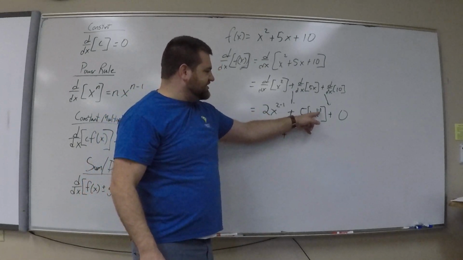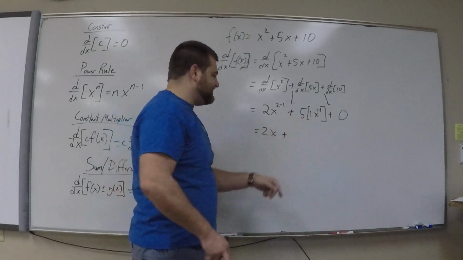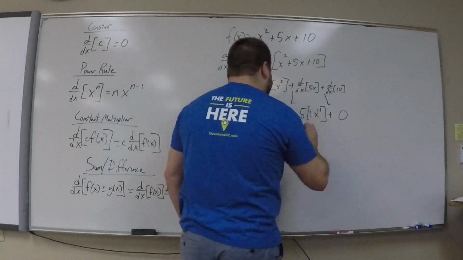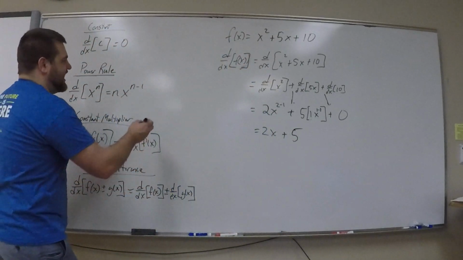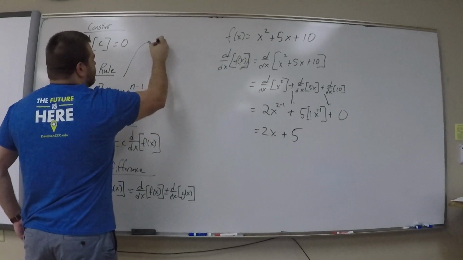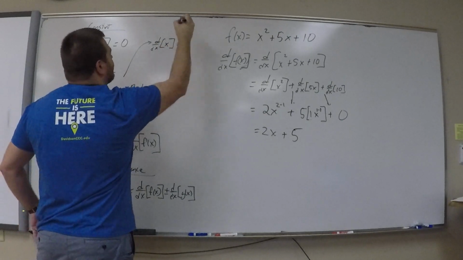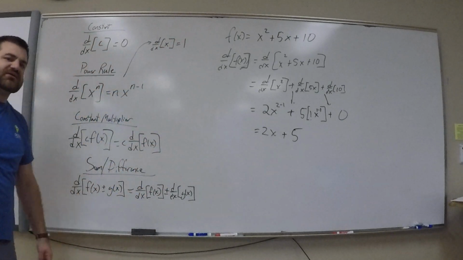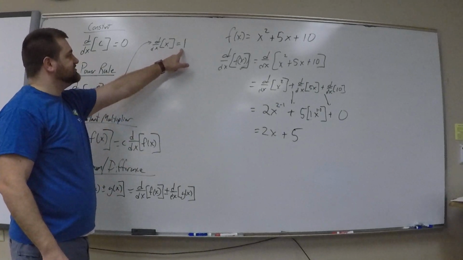So x to the 1 minus 1, that's x to the 0. X to the 0 is 1. 1 times 1 is 1. 1 times 5 is 5. Okay? So we could make a caveat, kind of side rule here off the power rule. The derivative with respect to x of x is 1. And I think that's pretty easy to see, because I'm always going to subtract it. So that's kind of a cool little side rule that you want to keep in mind.